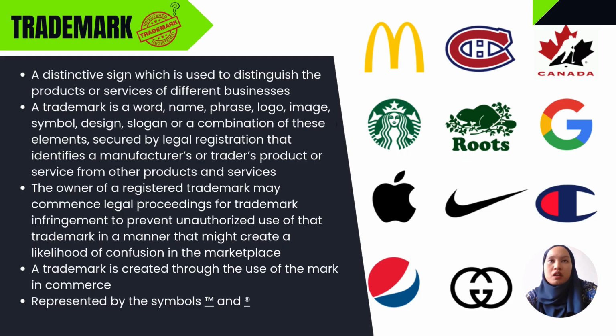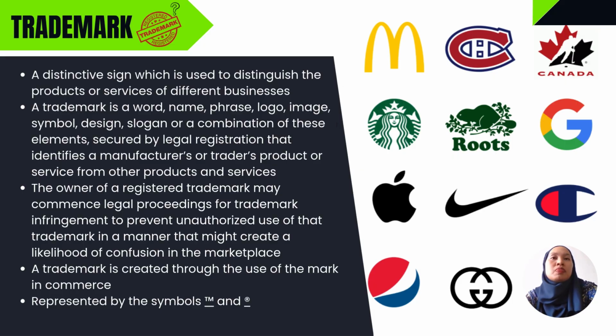Next, this is a trademark, also one of the intellectual property protections. So what is a trademark? Okay, we are always familiar with these terms. A trademark is a distinctive sign which is used to distinguish the products or services of different businesses. Examples of a trademark are a word, name, logo, image, symbol, design, slogan, or combinations of these elements. They are secured by legal registration that identifies a manufacturer's or trader's products or services from other products and services.